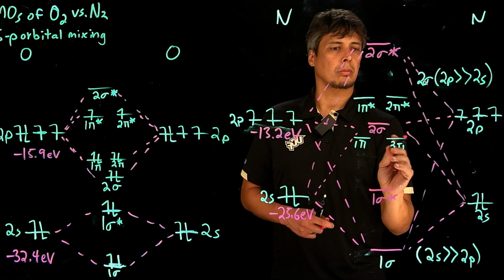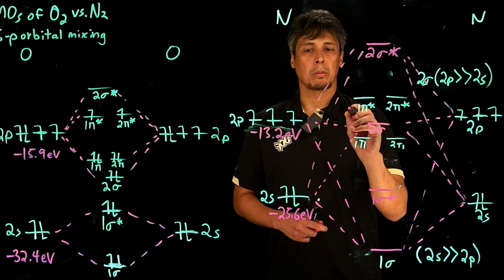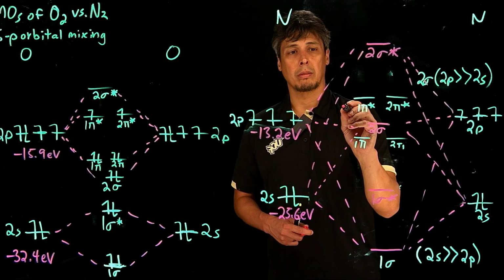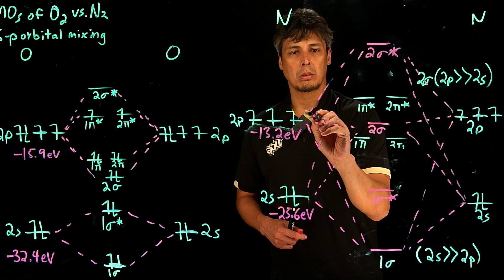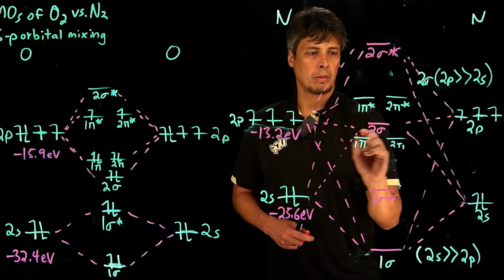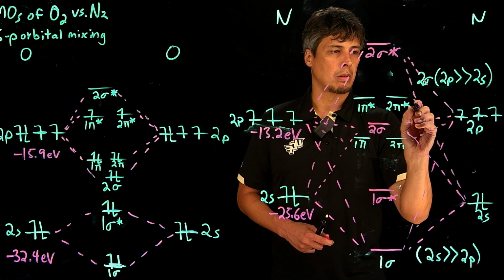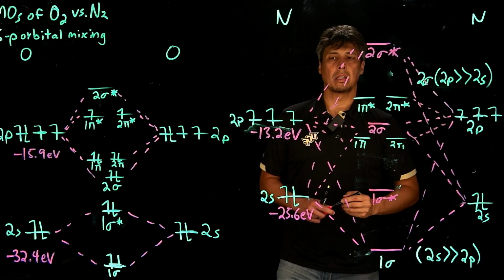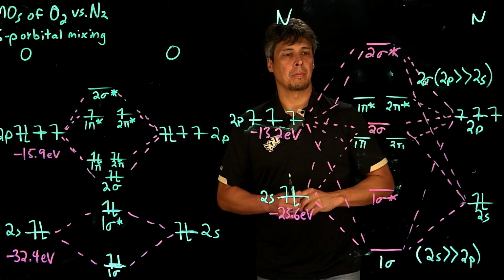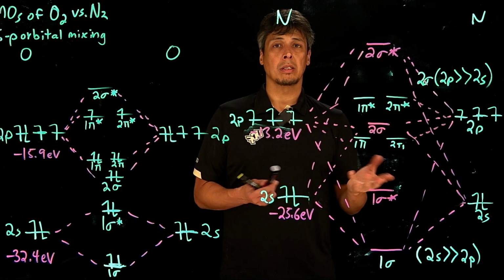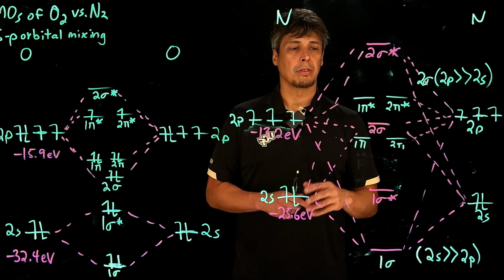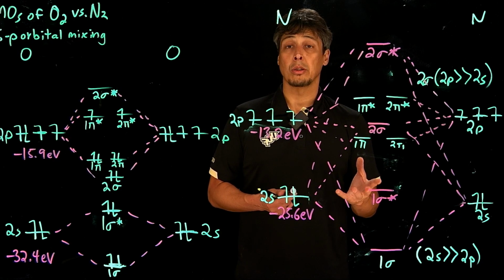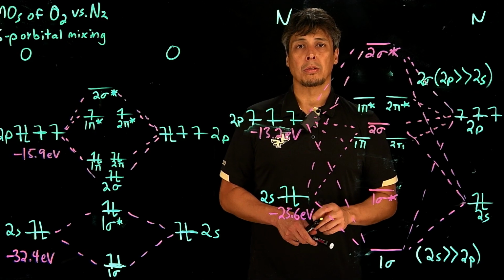within here. There's nothing for the pi orbitals to mix with between these manifolds. So these remain just completely constructed by the atomic 2p orbitals, okay? And this is the relative energies of the molecular orbitals for nitrogen.